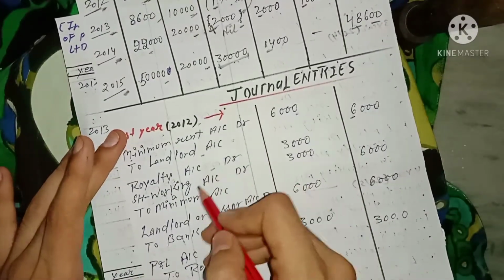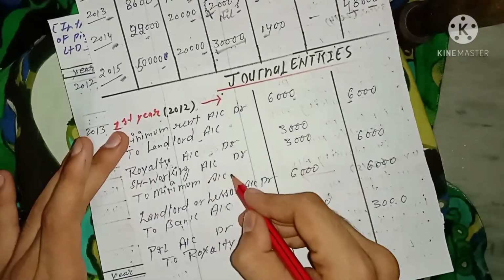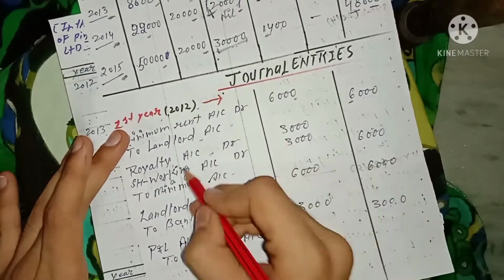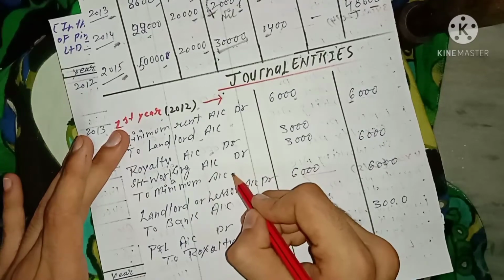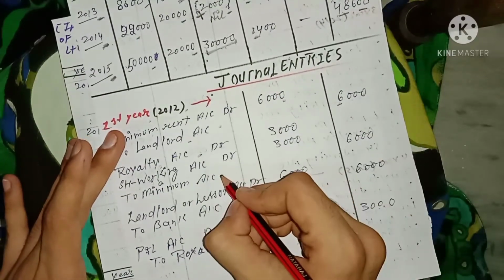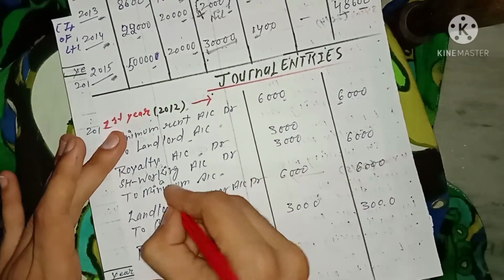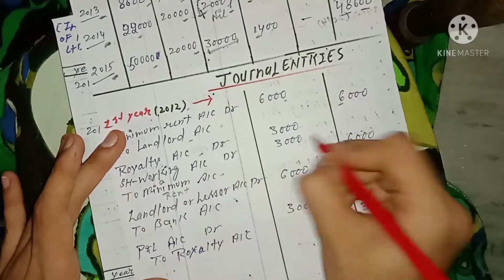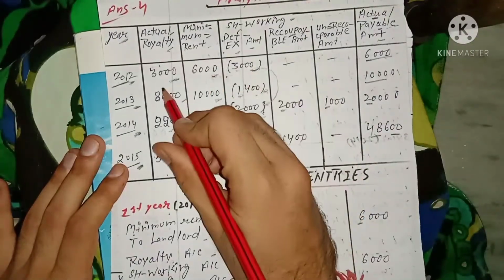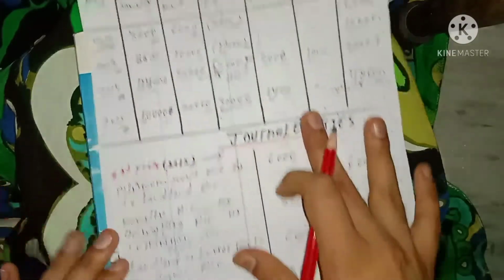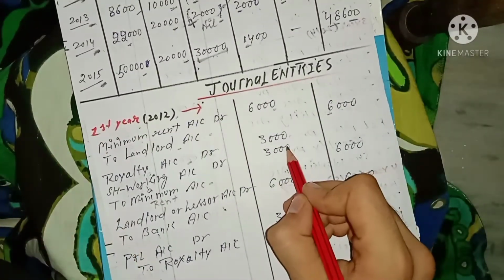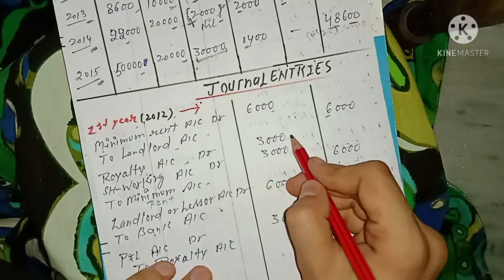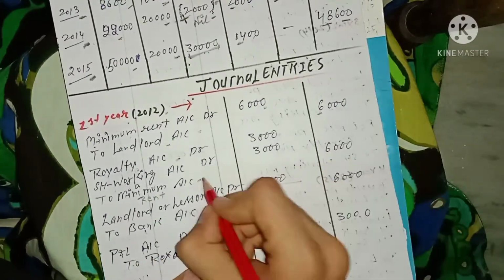In the second entry, which directly refers to the minimum rent account, whatever amounts of royalty and short working we have to transfer to the minimum rent account. Here, like 3,000 of royalty account and 3,000 of short working account, so both amounts of different accounts are transferred to the minimum rent account.